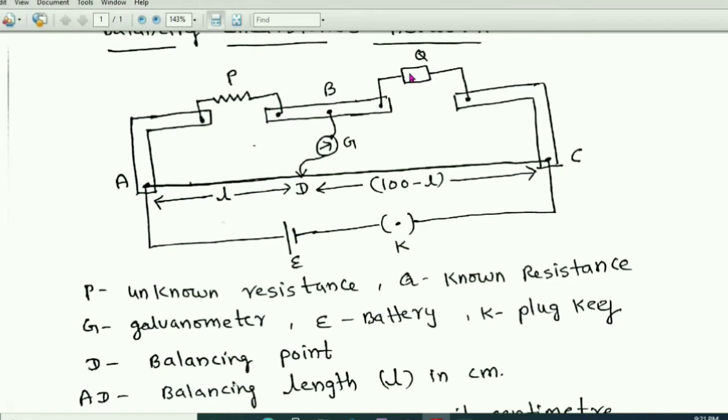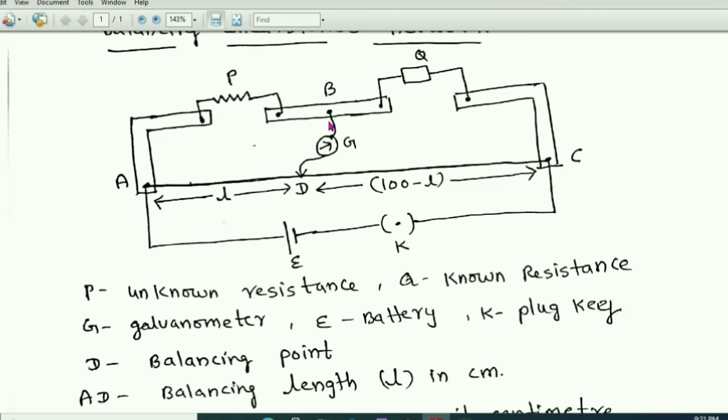In the right gap, a known resistance is placed. Q is the known resistance, generally a resistance box. Resistance box means we can pick any known resistance from this box. In the left gap, unknown resistance is placed. Here P is the unknown resistance that is to be determined. P is the unknown resistance and Q is the known resistance.